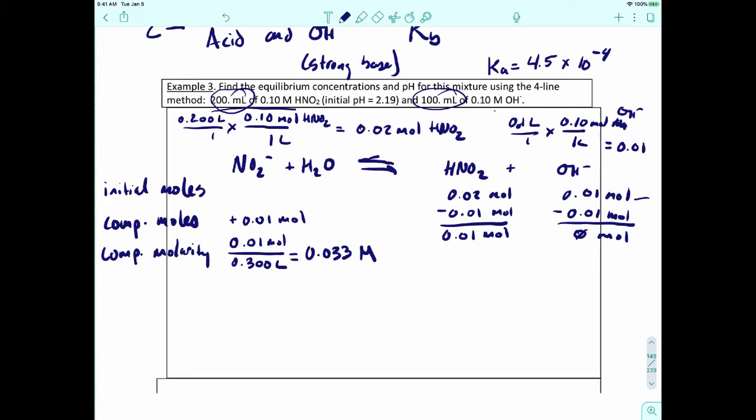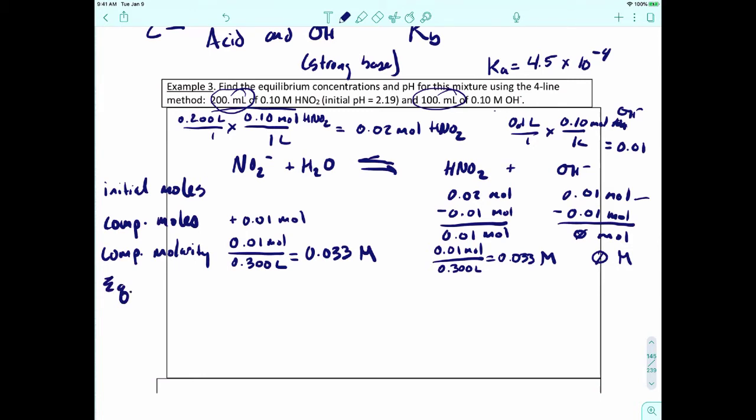Okay. Now, for HNO2, you're going to have the same thing: 0.01 moles divided by 0.3 liters, or 0.033 molar. And for the base, because you still have none left over, the concentration is still 0. All right, so at equilibrium. Now, again, the last line, the equilibrium.